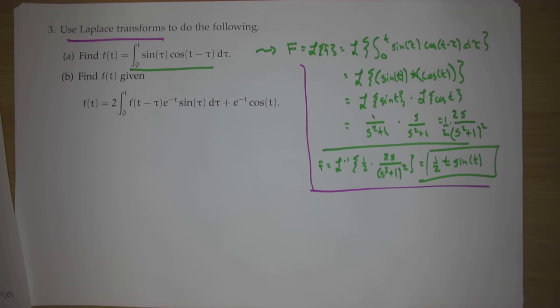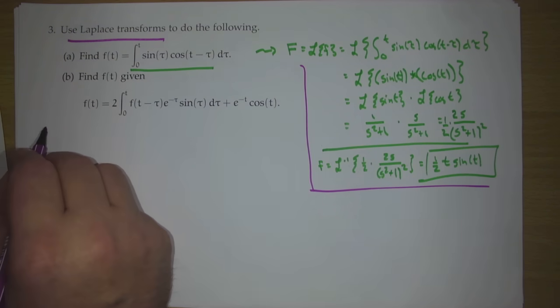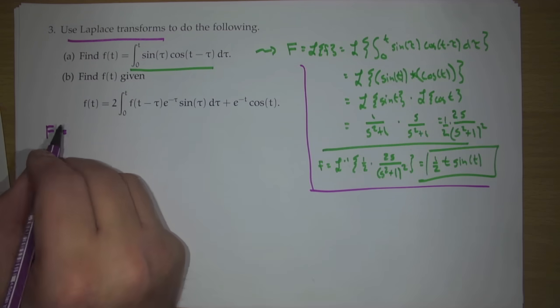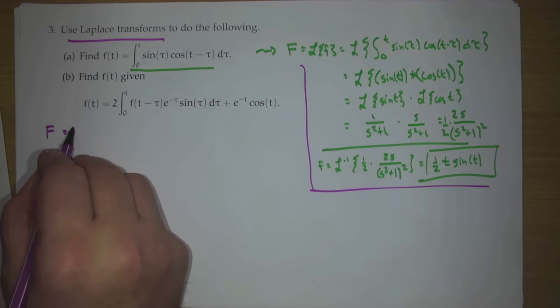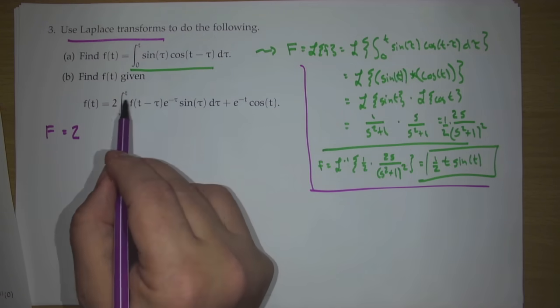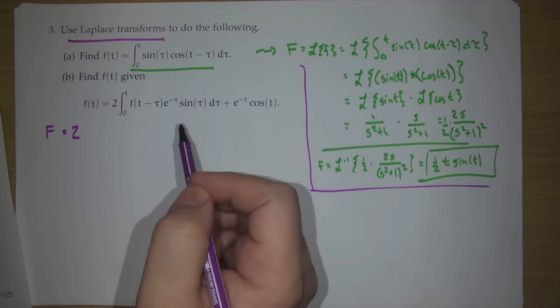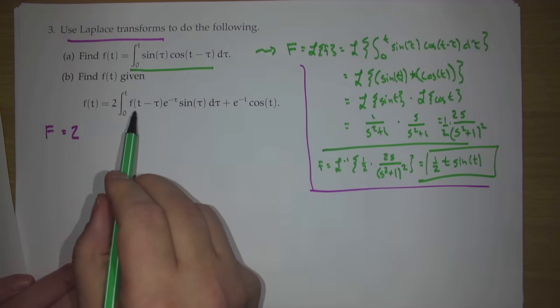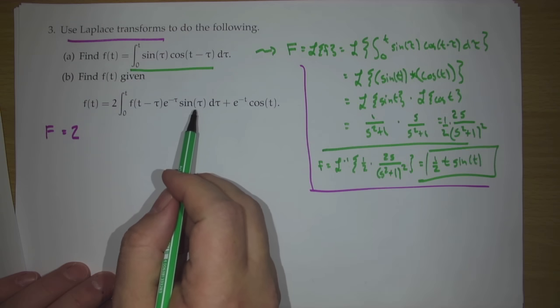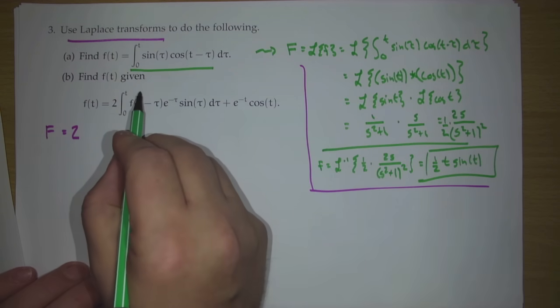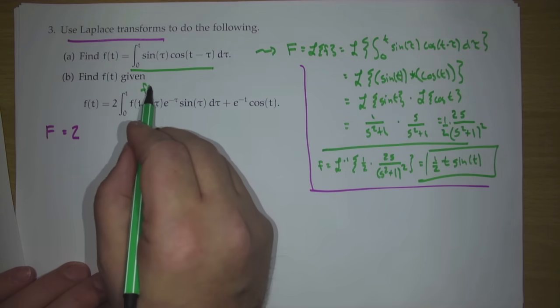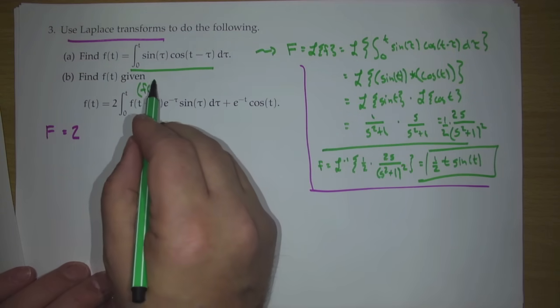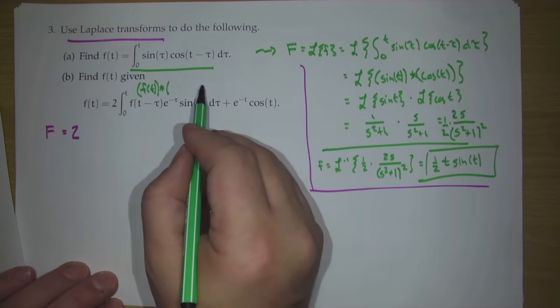All right, so we'll take the Laplace transform of both sides. So we have capital F. We get the 2. What do we see here? It's another convolution. When you spot a t minus tau and something with tau, you're doing convolution. So f is one of your pieces. What are we convoluting it with?